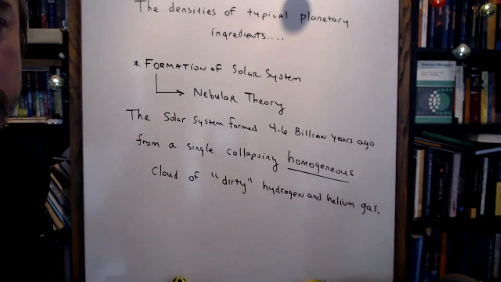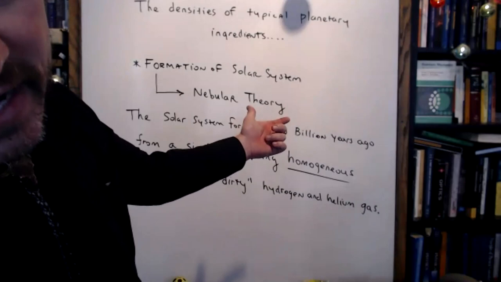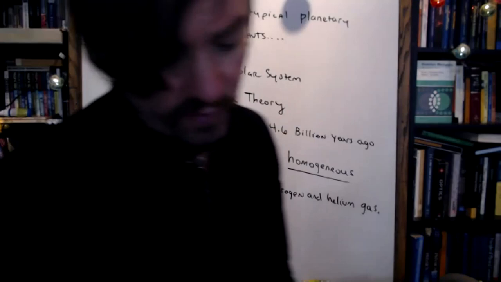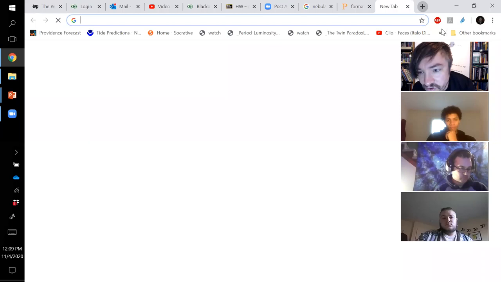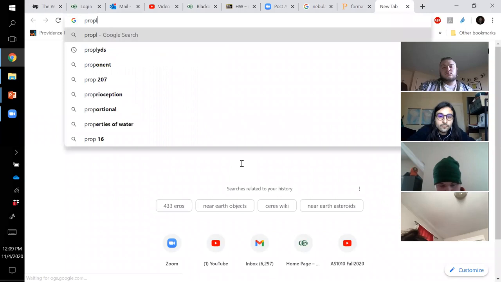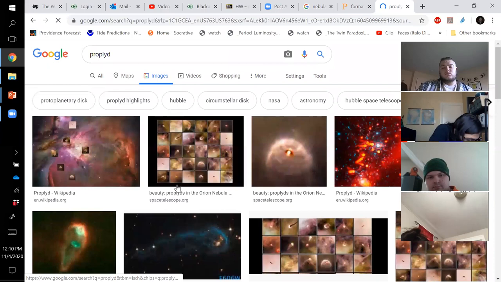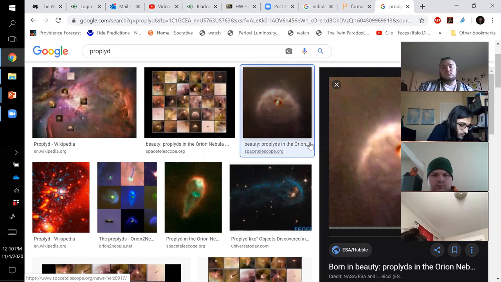One of the reasons this has been elevated to the status of theory, it's not just a hypothesis or a guess, is because we have a lot of evidence suggesting other solar systems form in the same way. We've actually imaged baby solar systems forming using infrared telescopes like the Spitzer Space Telescope. Let me show you a new Scrabble word that you might find kind of fun. The word is proplid, a portmanteau word, which is a contraction of protoplanetary disk. If you type proplid into Google, what comes up are hundreds and hundreds of images of little baby solar systems, just like this one, forming from a collapsing cloud of dirty hydrogen and helium gas.